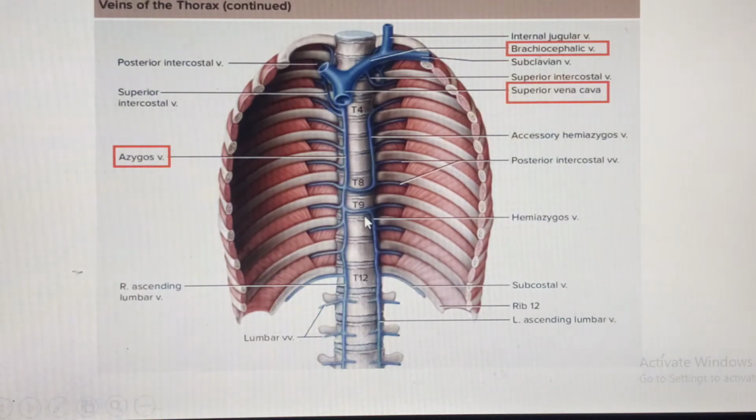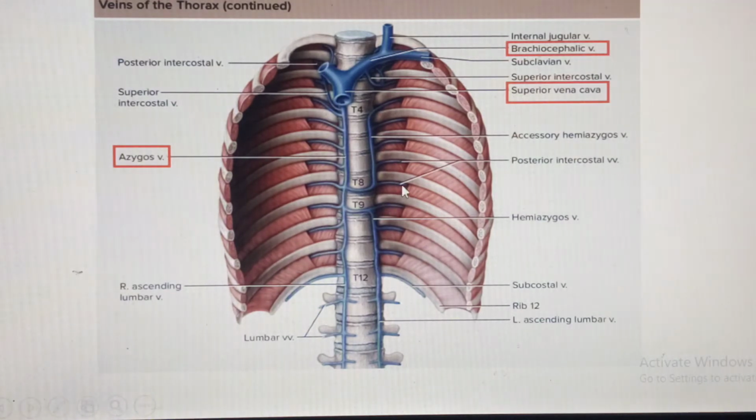This hemiazygos vein eventually becomes a tributary of the azygos vein itself by crossing the vertebral body towards the right side, to drain into the azygos vein. This usually takes place at the T9 vertebral level, although there will be some variations, but generally it takes place at the T9 vertebral level.